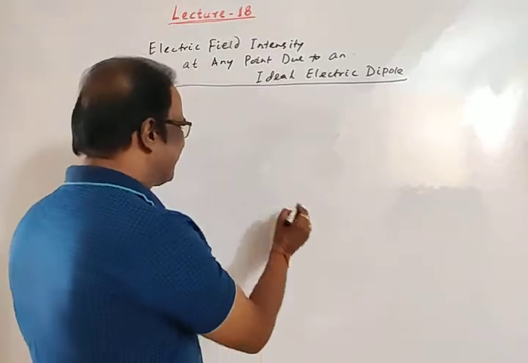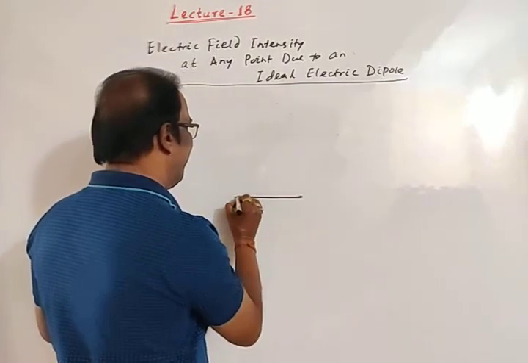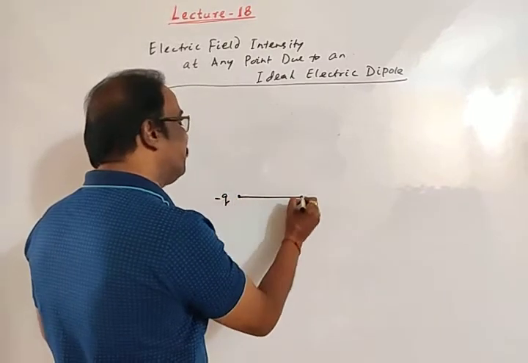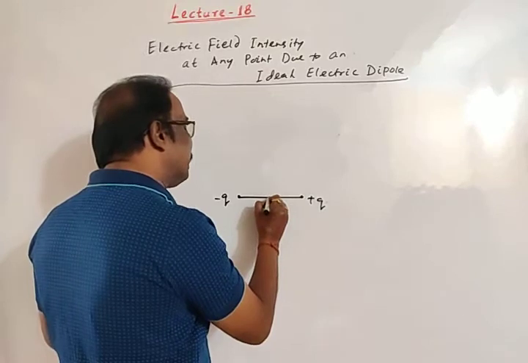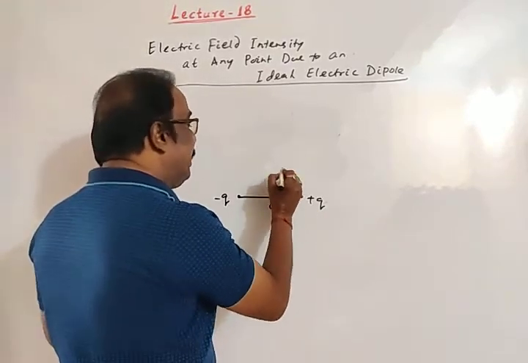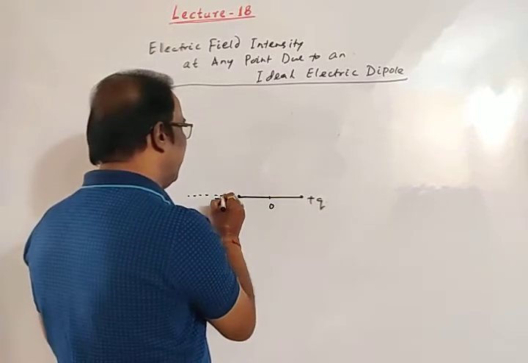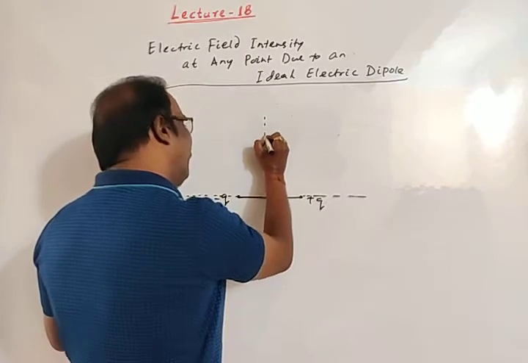Okay, suppose this is an electric dipole, this is minus q, this is plus q, this is the center of the dipole. So any point, this is the axial line, this is the equatorial line.